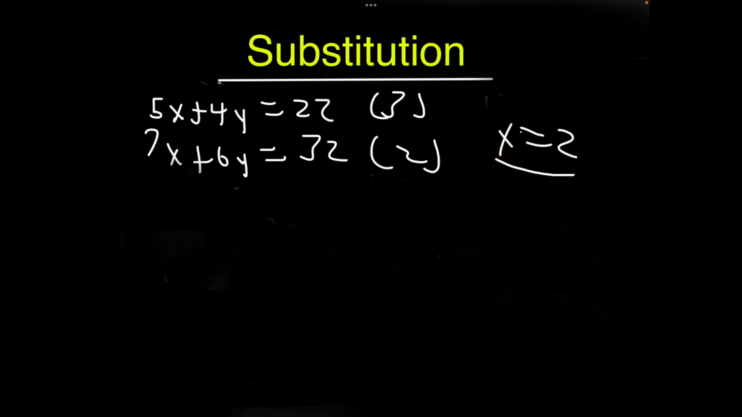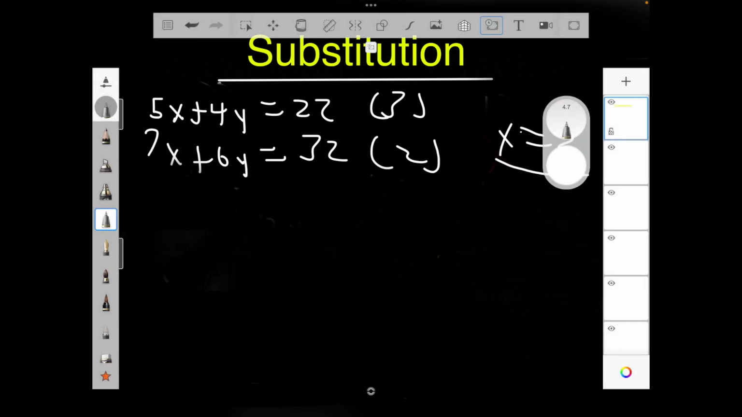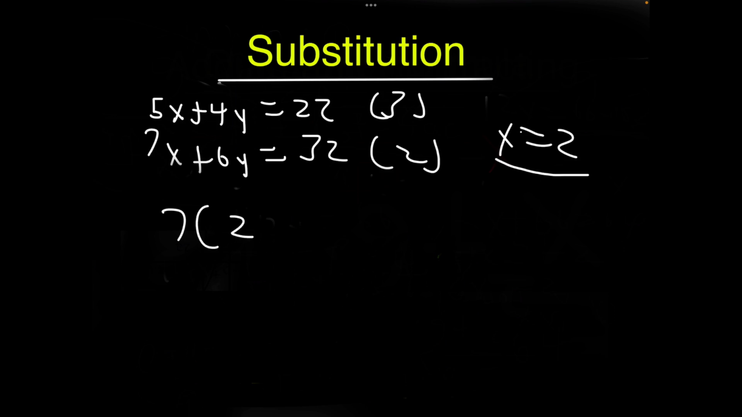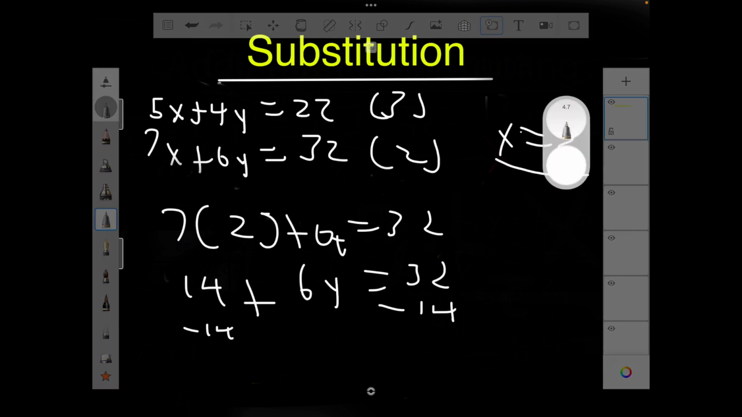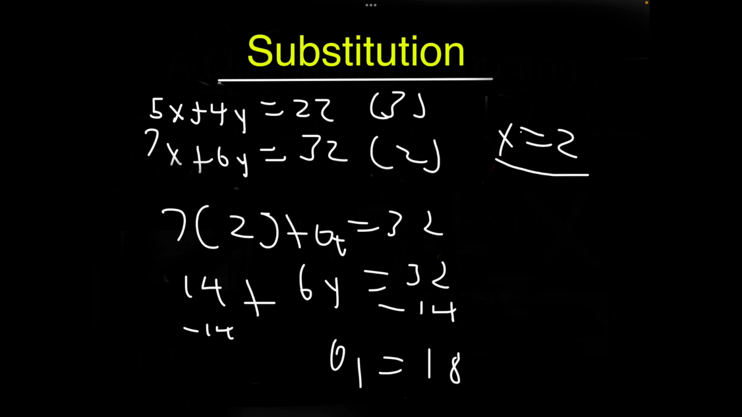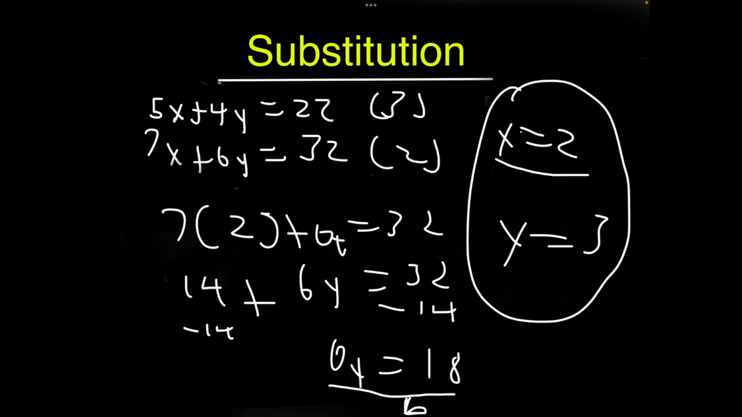So since the x value is equal to 2, let's just plug it into one of the equations. Let's just do the second one. Why not? So 7 times x, which is 2, plus 6y equals 32. So 7 times 2 is 14 plus 6y is equal to 32. So if we move the 14 to the other side, that would just be 18. So 18 equals 6y. If we divide this all by 6, y is just going to equal 3. So we have the x and y right here. Now we solved the equation.